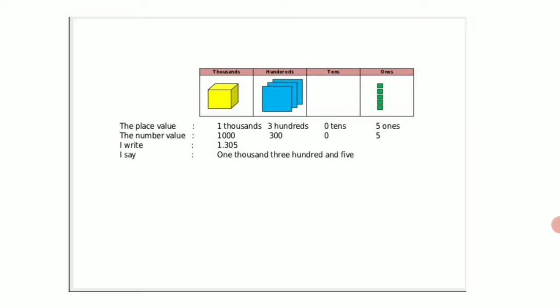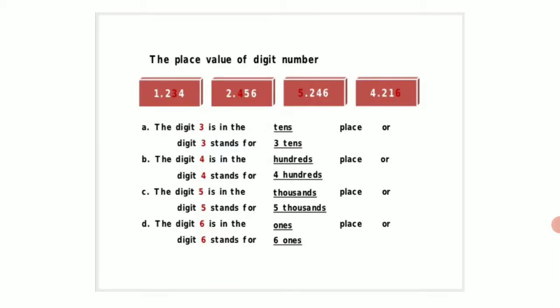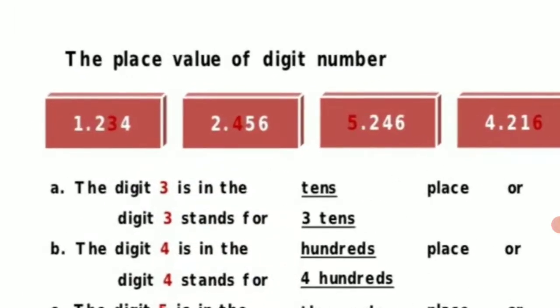Now children, we take one more example. Here the number is 1,305. So the first block given is thousands. The second block is of hundreds, where we have 3 blocks of hundreds, that is 300. Then 0 tens, so it is not showing anything. And we have 5 blocks of ones, that is 5 ones. So that is 1000 plus 300 plus 0 plus 5, that is 1305, and we read the number the same, 1305.